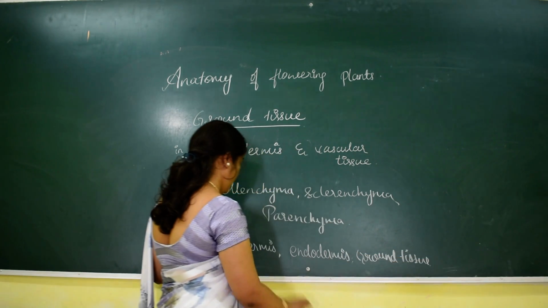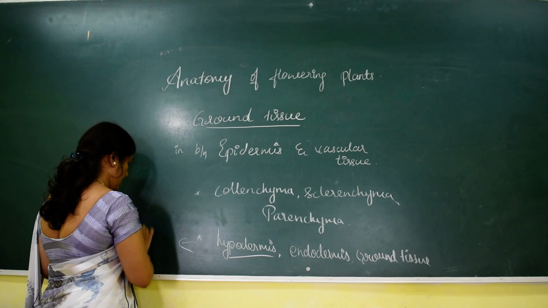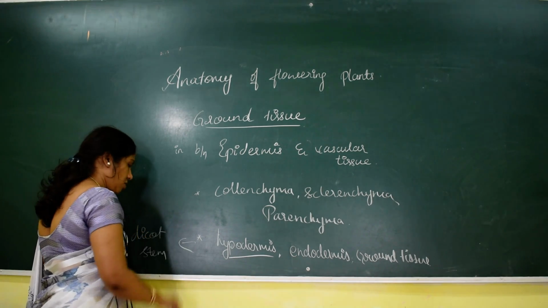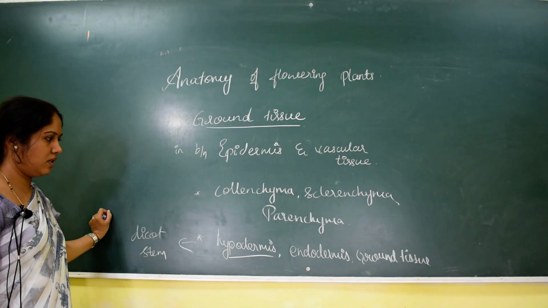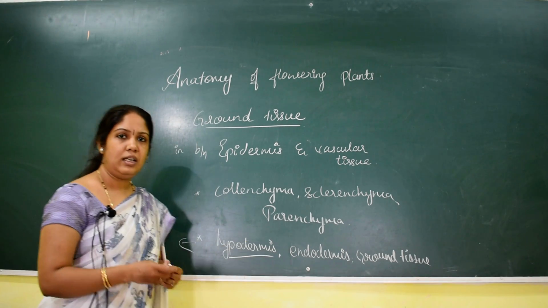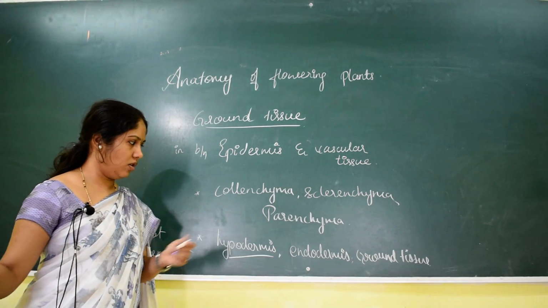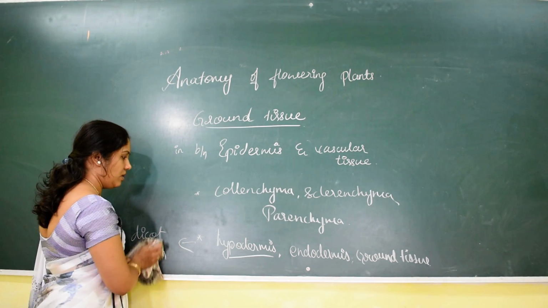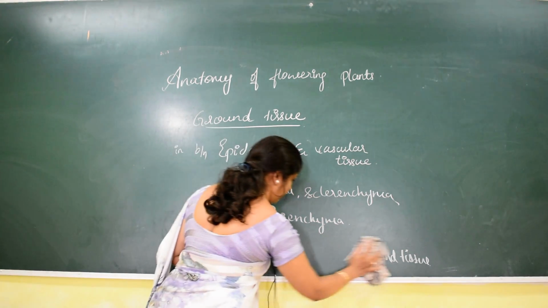So these are the different regions that are mainly seen in the dicot stem. It is seen in the dicot stem. While discussing the dicot stem, I will show the hypodermal region, the epidermis, as well as the ground tissue in between the epidermis and in between the hypodermis and endodermis. So that we will discuss while discussing the dicot stem.